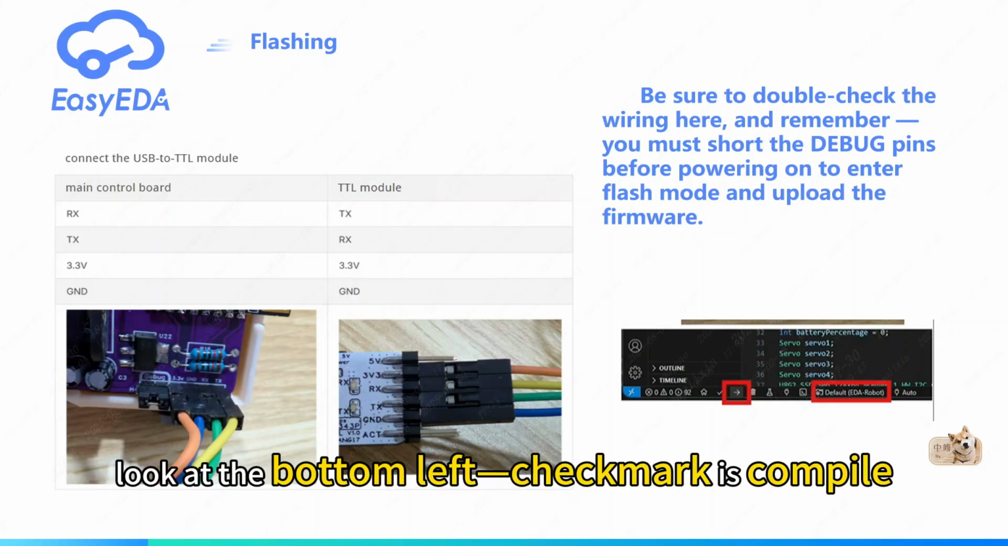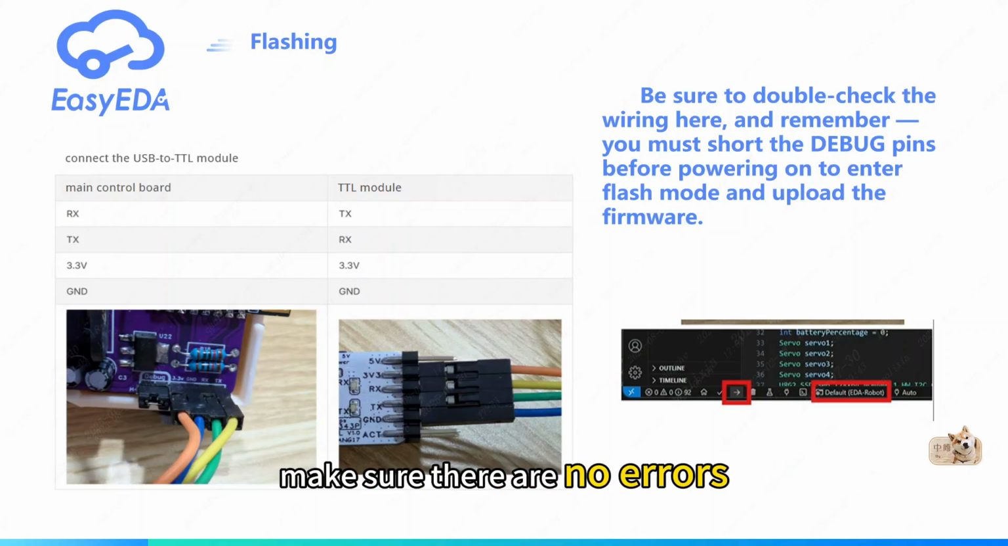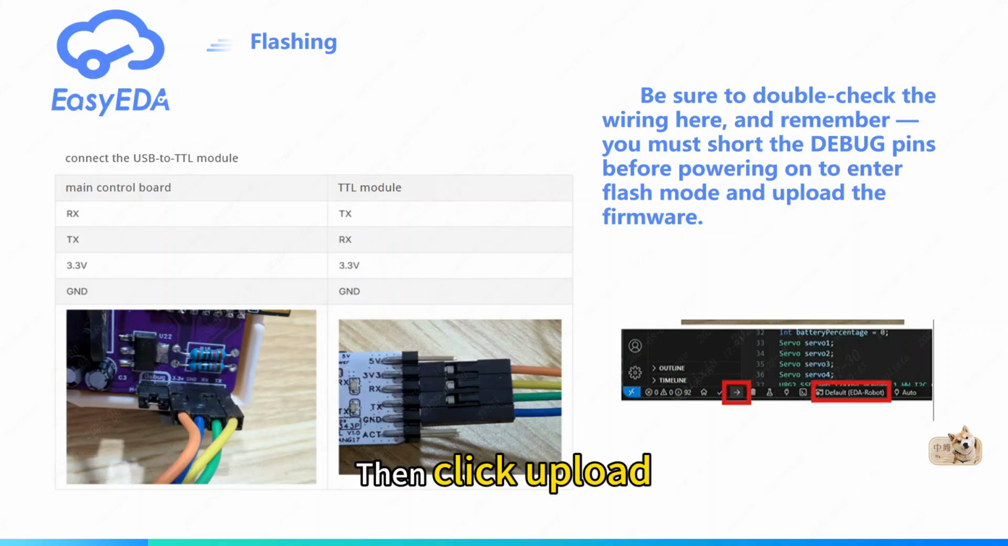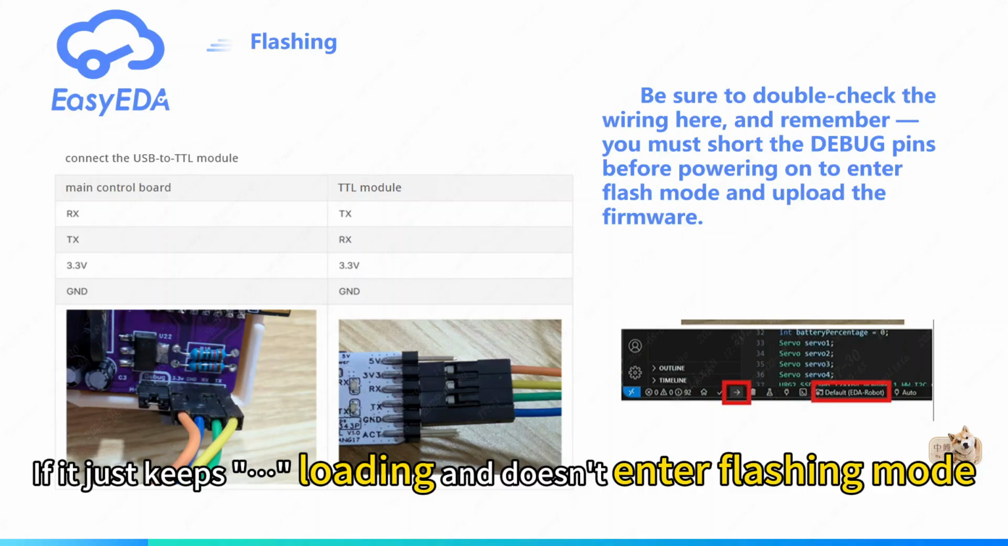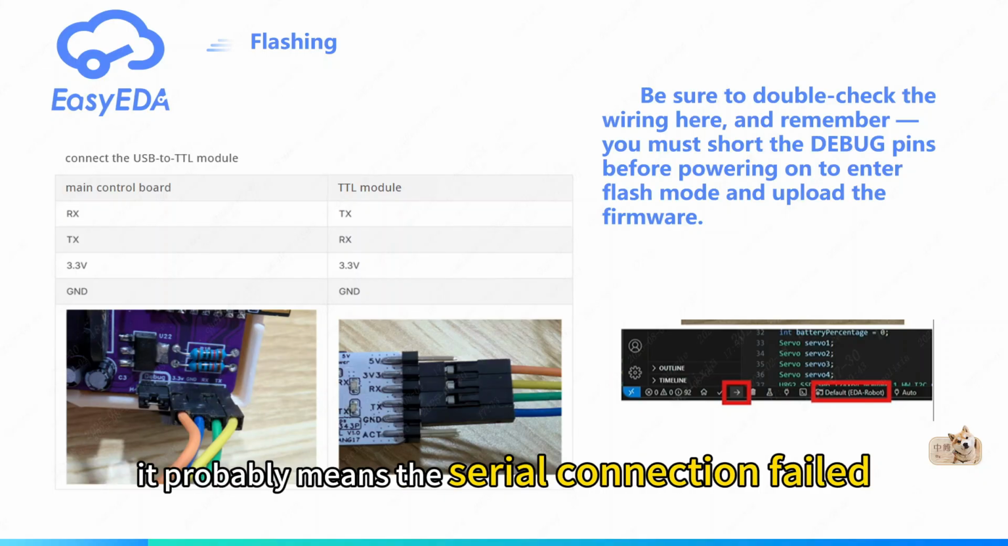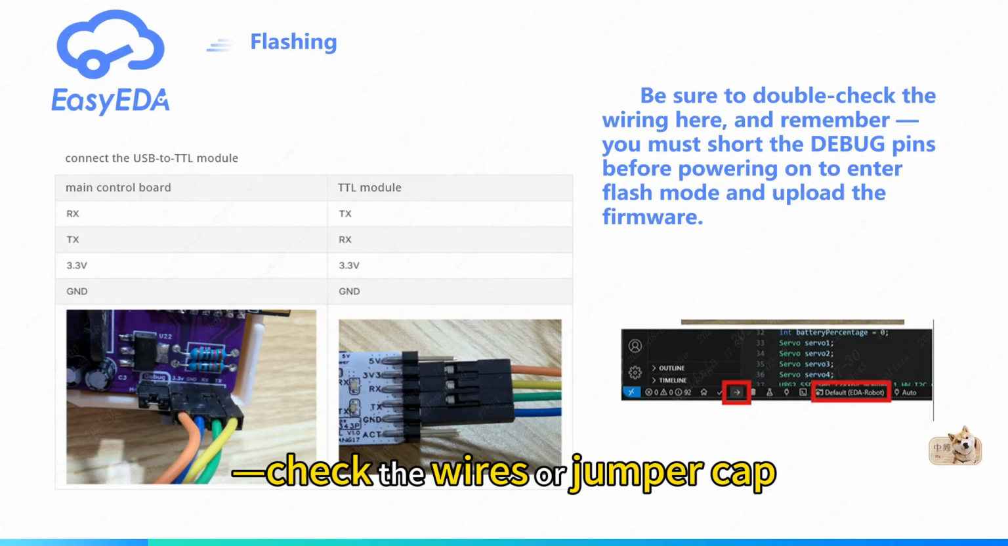In VS Code, look at the bottom left: the check mark is compile, the arrow is upload. Compile first, make sure there are no errors, then click upload. If it just keeps loading and doesn't enter flashing mode, it probably means the serial connection failed. Check the wires or jumper cap.